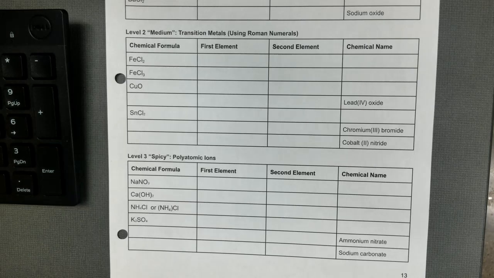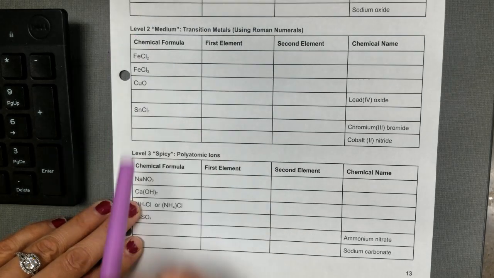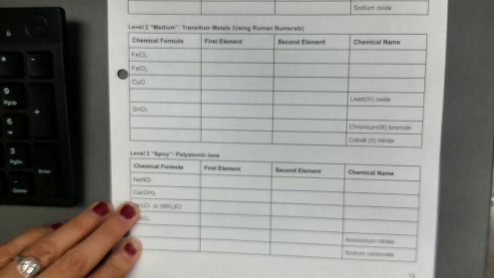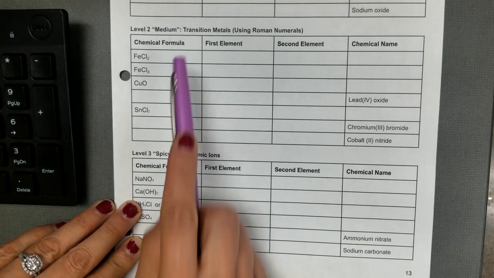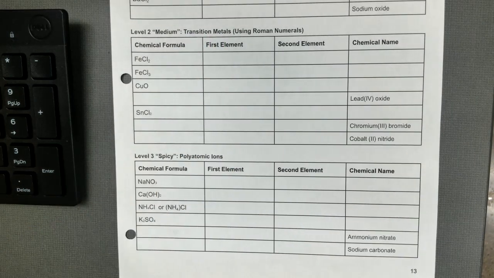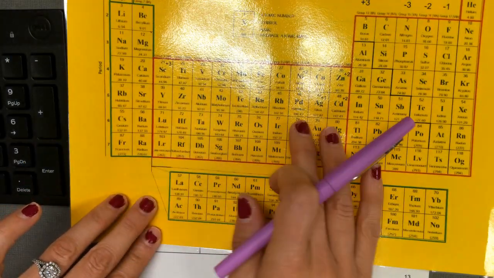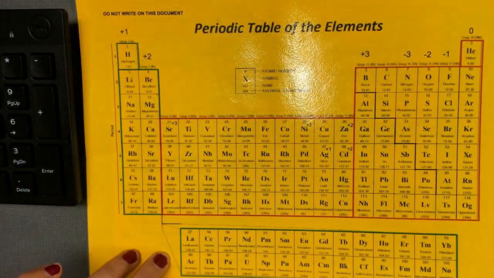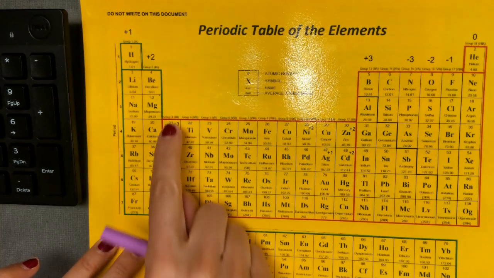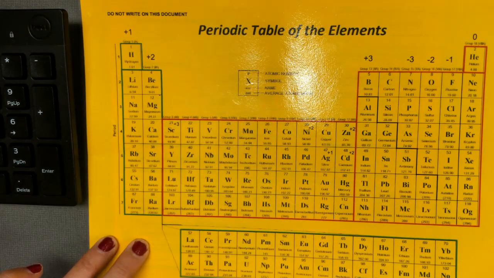Ladies and gentlemen, we are going to be moving on to level 2 naming and writing formulas for ionic compounds. These are going to include your transition metals, which are located in the middle block on your periodic table. Because we don't know what their charge is based on their group number, we need to determine their charge by looking at the nonmetal that they are joined with.